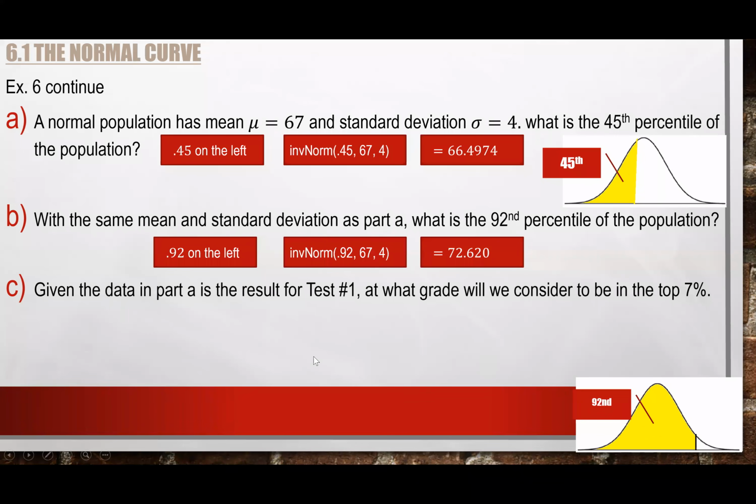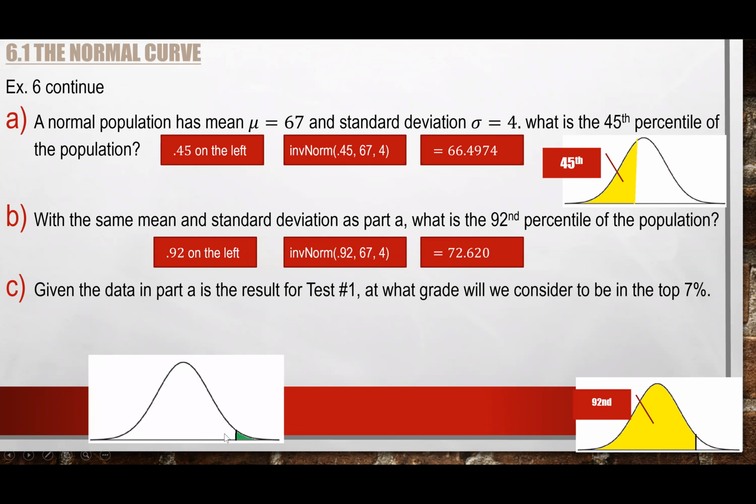If you don't have a question, let's take a look at C. Given the data in part A is the result of test 1, at what grade will we consider to be a top 7%? So the top 7%, what does it mean? Do you agree that it is anything to the right of this number? This is what they ask you: what score should you make to be considered a top 7%?